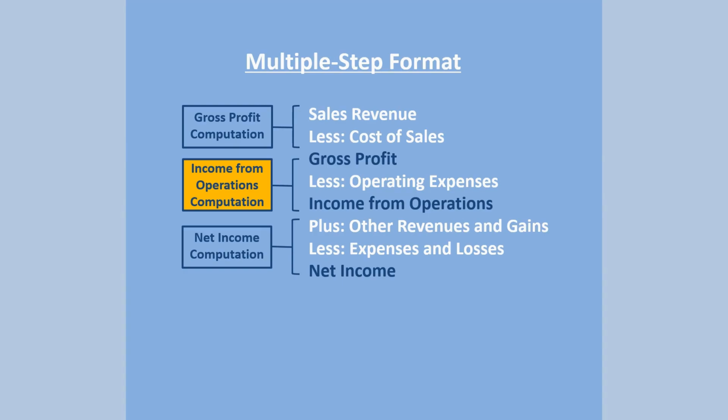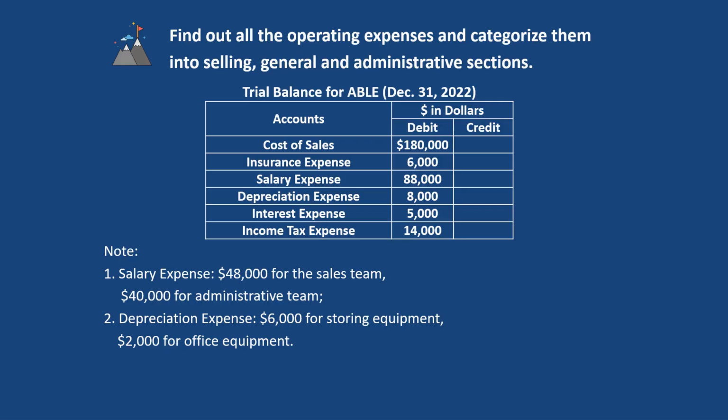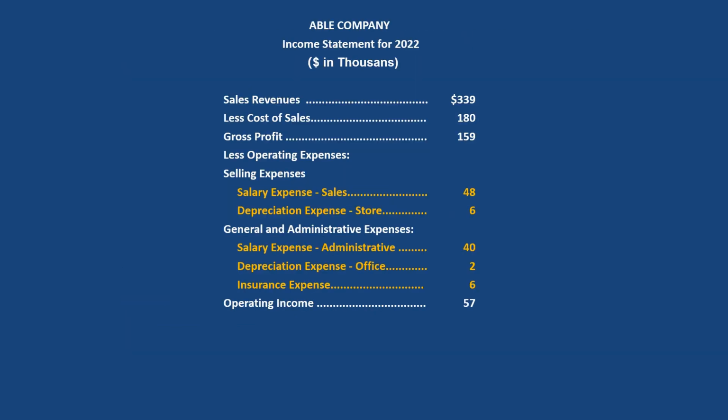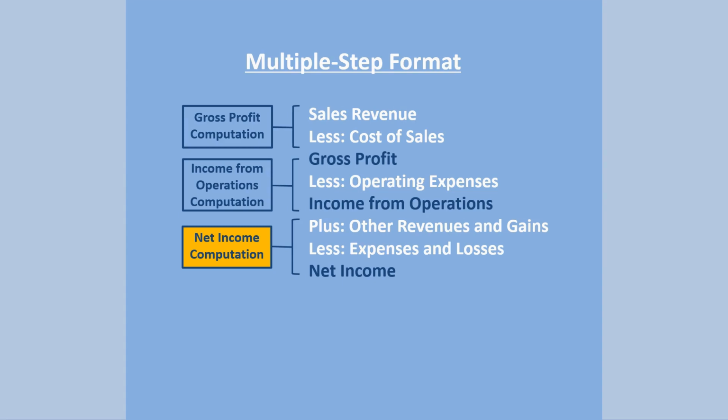Now, as a challenge, you can try to find out all the operating expenses for Able Company and categorize them into selling and administrative sections. Take your time, pause the video, and give it a shot. All right, here's the answer. Did you nail it? Let's move to the next section, the net income.